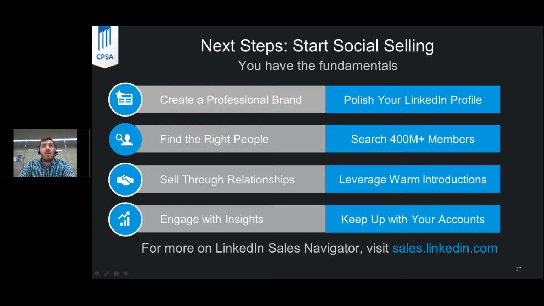Okay, just to recap the four foundational items, here are the quick actions. I know I gave three for each, but if you didn't write them down, here's the main purpose. Creating a professional brand is all about polishing up your LinkedIn profile, having that picture in there, and finding the right people. How do we search over 400, and now 460 million members, effectively? Think of the Netflix analogy. How do we sell through relationships?